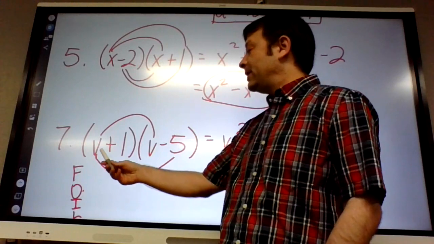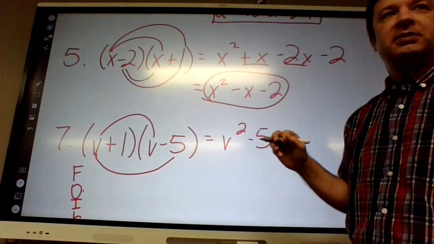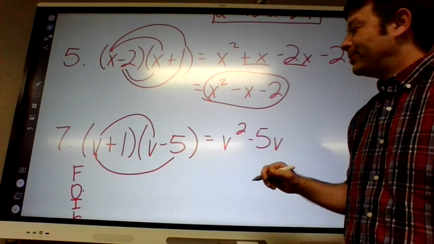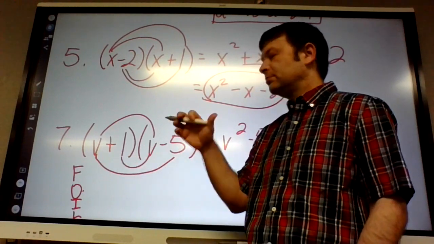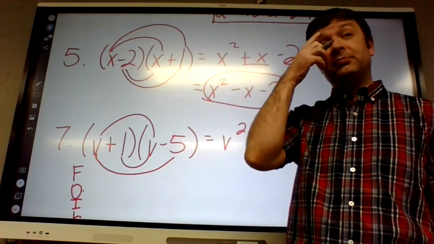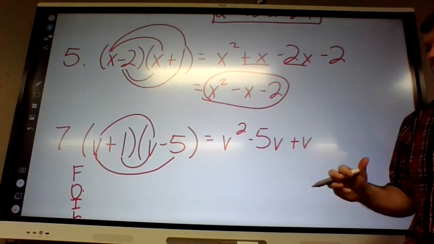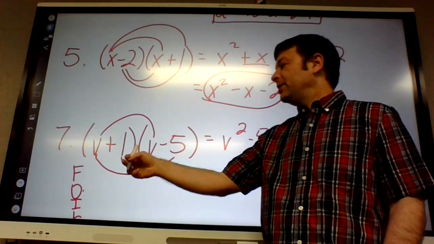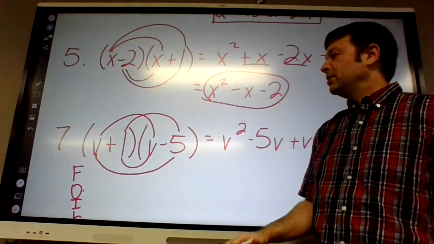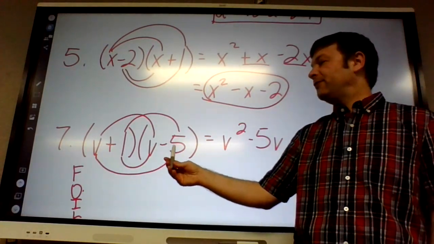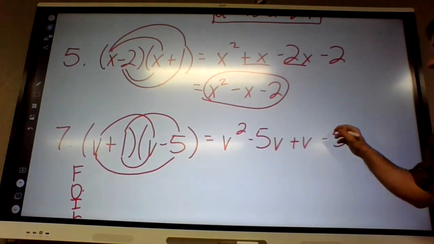So, negative 5 times V. Got it? Okay, what's the inside? 1, which is plus 1, or just plus V. I'm not gonna count it wrong if you write 1V. And then what's the last? 1 times 5. You should think of this as a negative 5. 1 times negative 5 is negative 5.